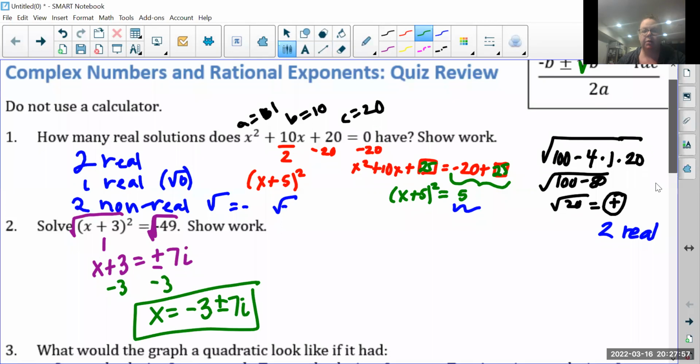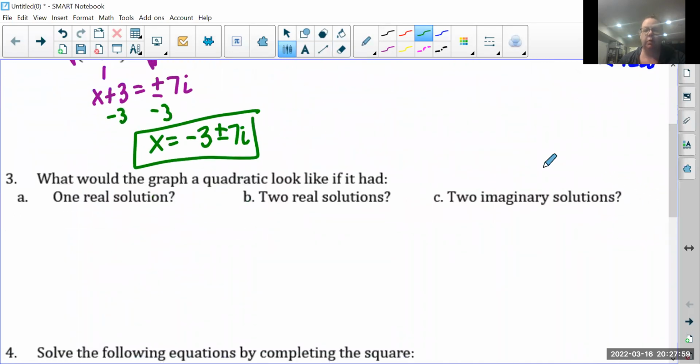All right, number 3. What would the graph of a quadratic look like if it had one real solution? So we have a graph here. We know it's a quadratic, so that means it needs to be a parabola. And most of the time it equals 0, so we're going to think about it at the x-axis. If it has one real solution, that means it's only going to cross the x-axis once, right at the vertex. So it'd be right here.